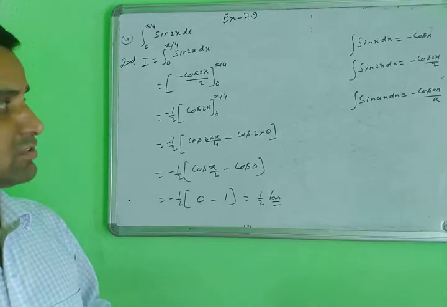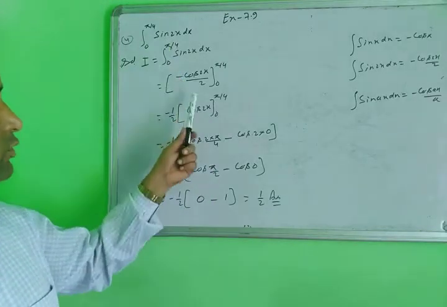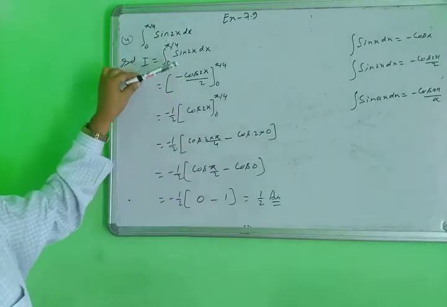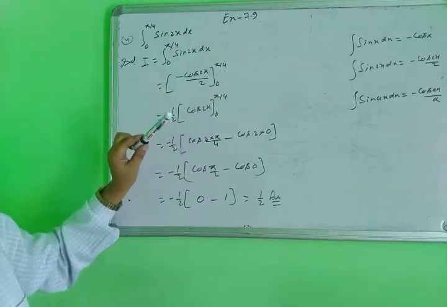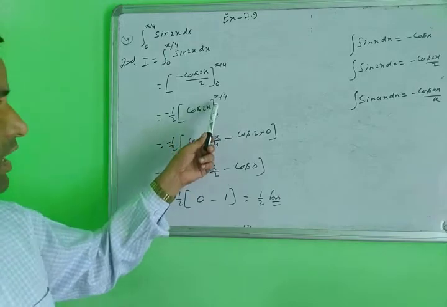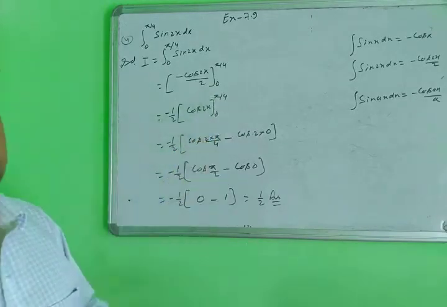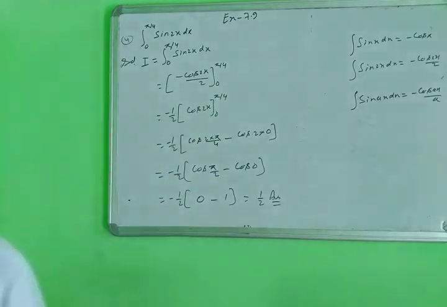For any trigonometric function, don't get confused here by 0 to pi by 4. This is very useful for your angle. Suppose you have any constant number, then it is useless. Here your limits will be according to your angles. Yes, note down the next question.